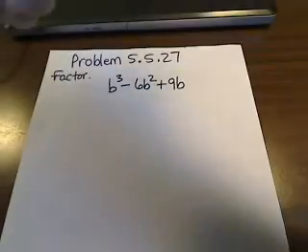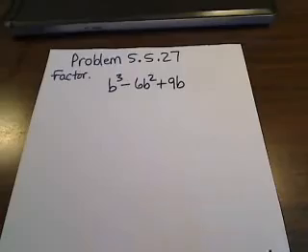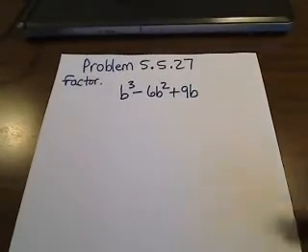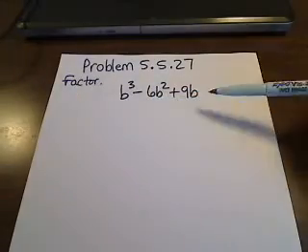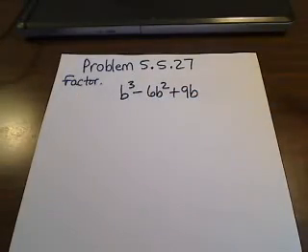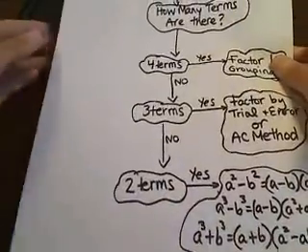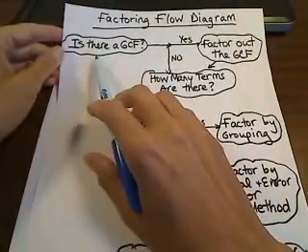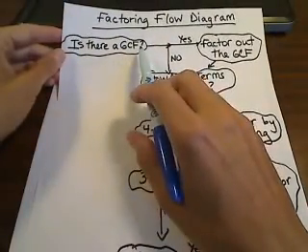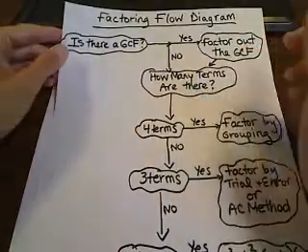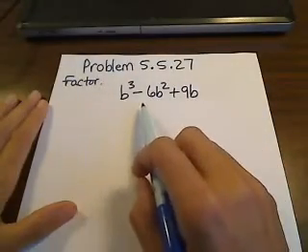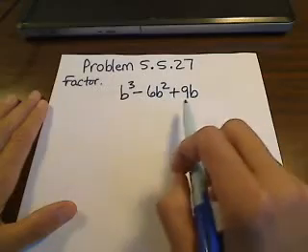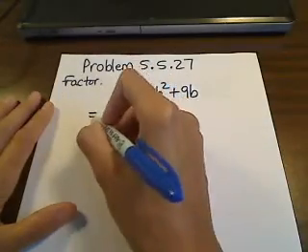All right, here's a few problems from Chapter 5. This is problem 5.5.27. They ask us to factor, and they give us this trinomial right here. And if you remember from the factoring flow diagram, first thing we're always going to ask ourselves is, is there a greatest common factor? And if yes, we're going to factor that out. You do see a greatest common factor in this problem. All of these terms share a b in common, so we're going to do that first.